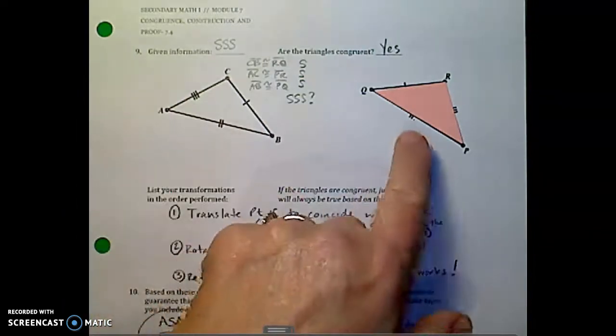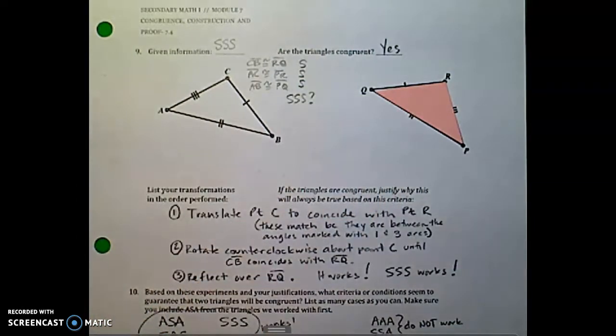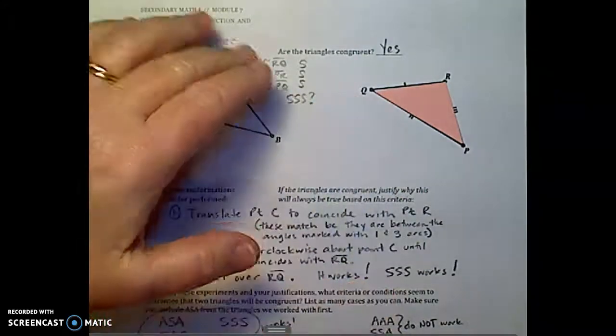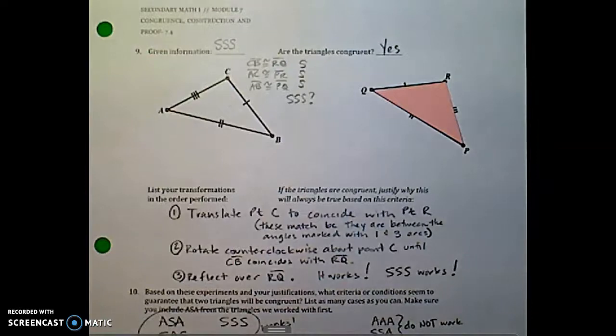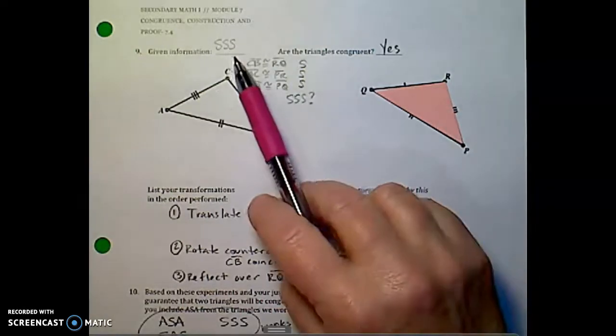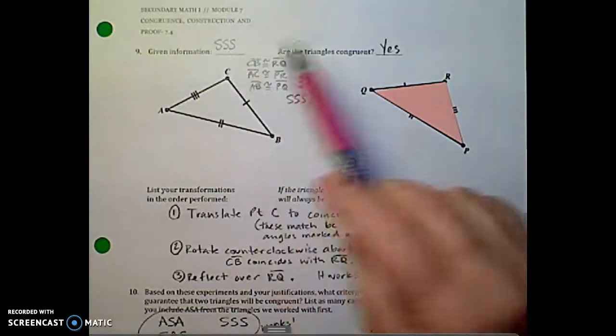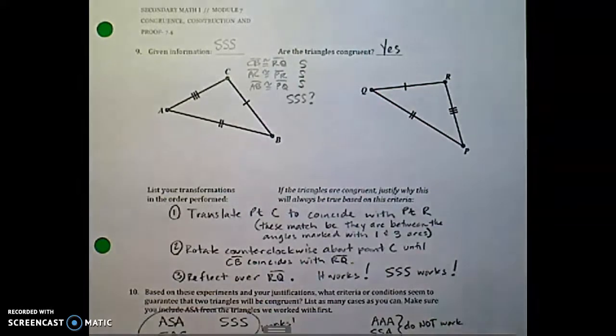Now if you're not using a small triangle like I am or patty paper to do this, that's okay. You may even be able to just visualize this in your head, or just track the kind of movements that you would need to get things to match up. You don't always have to have an extra piece of paper to work with. So basically this one works. So the rule side, side, side is a valid shortcut rule.